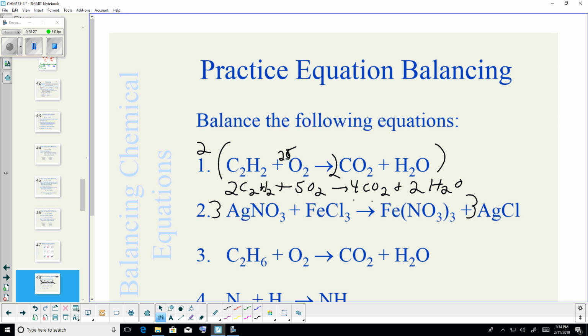Fes, I got 1 on each side, right? How many chlorines? I have 3 on the right. 3 times 1 is 3. So we're done.